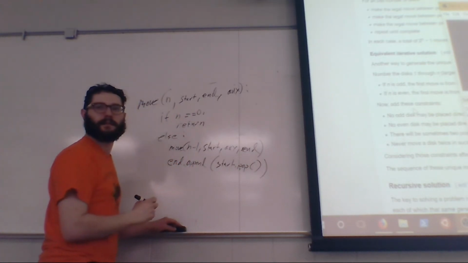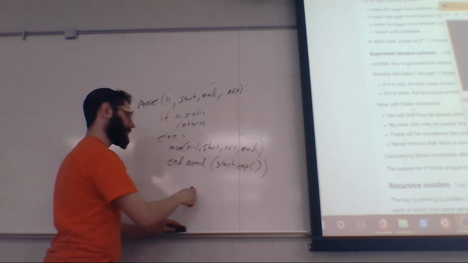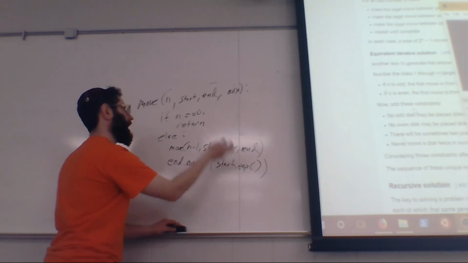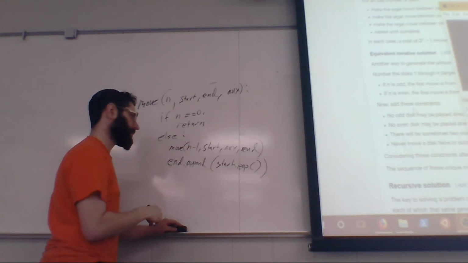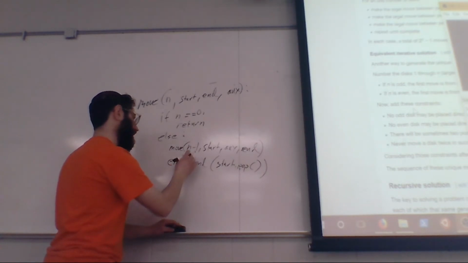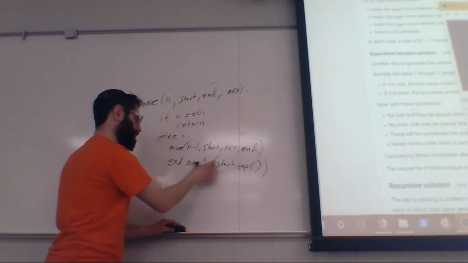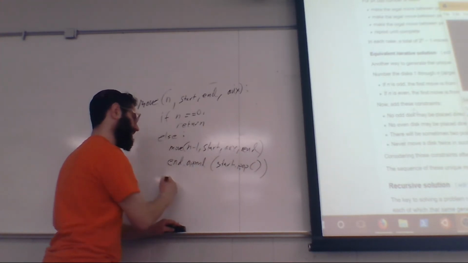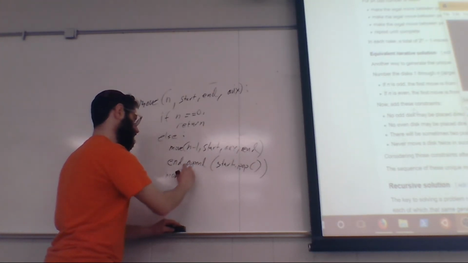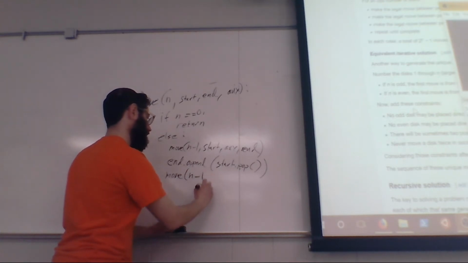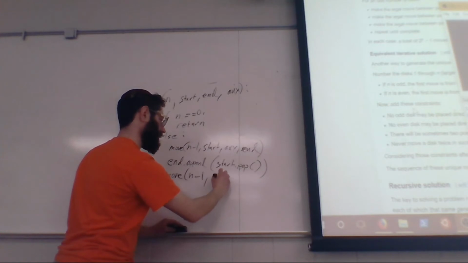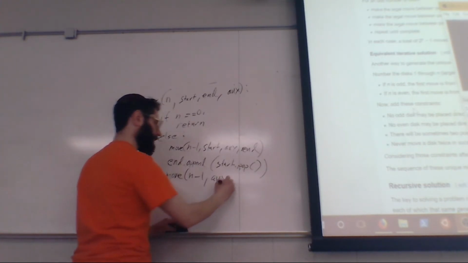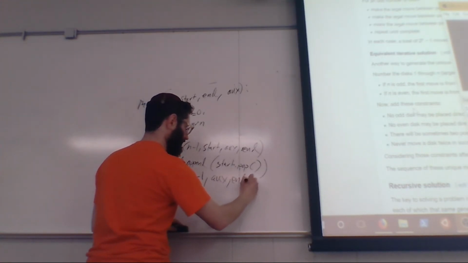Make sense? Start dot pop. So we're going to pop off the start and add it to the end, on top of n. Okay, now that we moved the n minus 1 disks over, we put 1 disk on top of n. Now we need to move n minus 1 disks from auxiliary to the end, and then I guess start goes here.